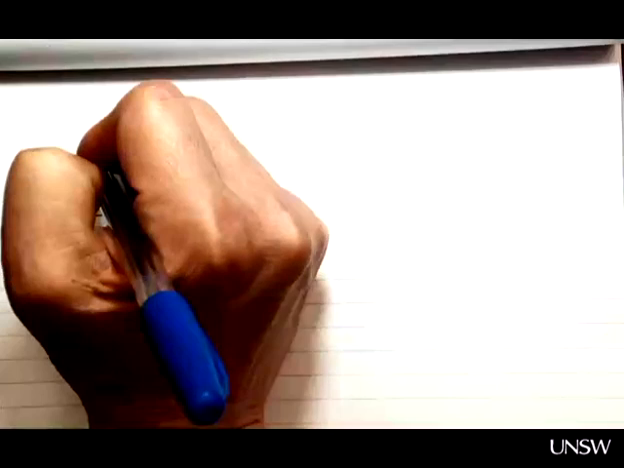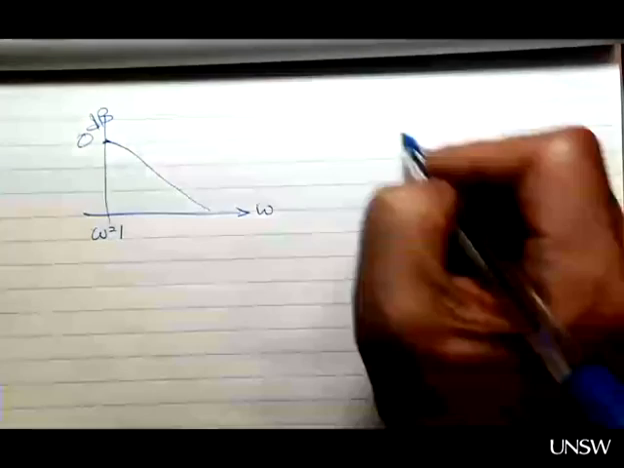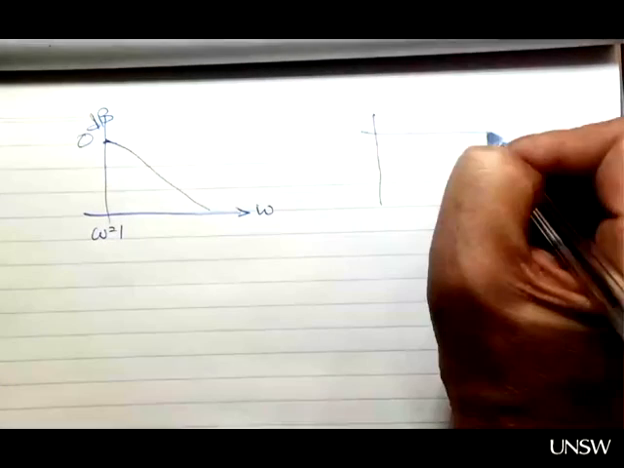So the plot is that for the magnitude, we have the 0 decibel here at omega equals 1, and then it goes down. And then for the angle, it is minus 90 degrees.